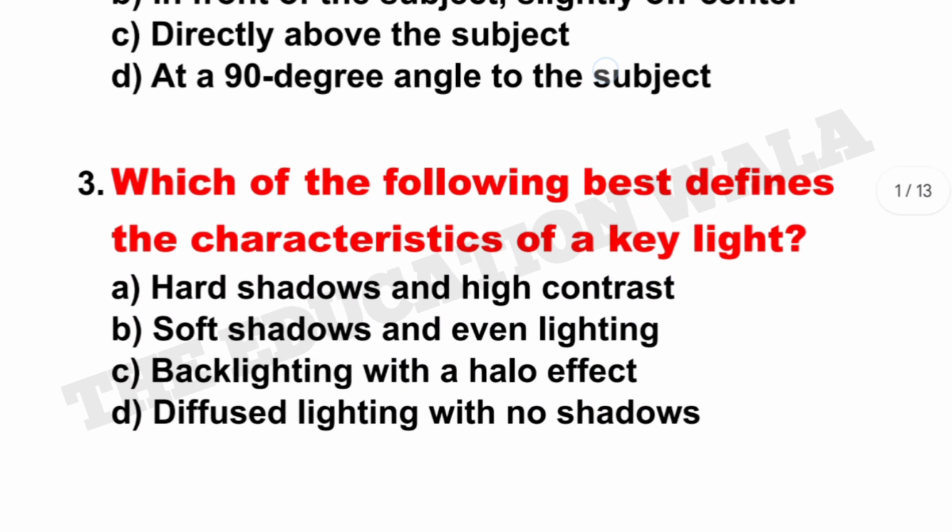Question number 3. Which of the following best defines the characteristics of a key light? Option A: harsh shadows and high contrast. Option B: soft shadows and even lighting. Option C: backlighting with a halo effect. Option D: diffused lighting with no shadows. Right answer is harsh shadows and high contrast.